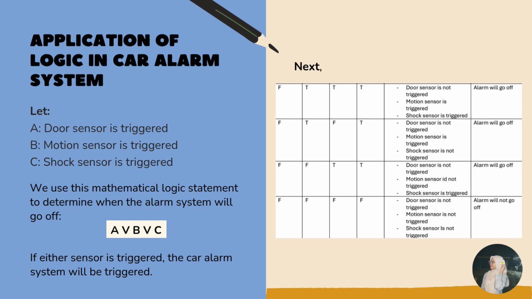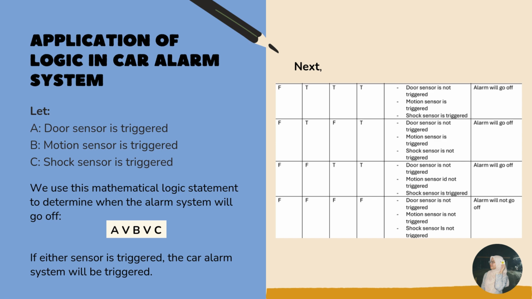Next, we have false, true, true, which is door sensor not triggered, while both motion and shock sensor are triggered. The output will be alarm activated. And next, we have false, true, false, which is door sensor not triggered, motion sensor triggered, and shock sensor not triggered. The output will still make the alarm activated. Next, we have false, false, true, which is door sensor not triggered, motion sensor also not triggered, and on the other hand, shock sensor triggered.